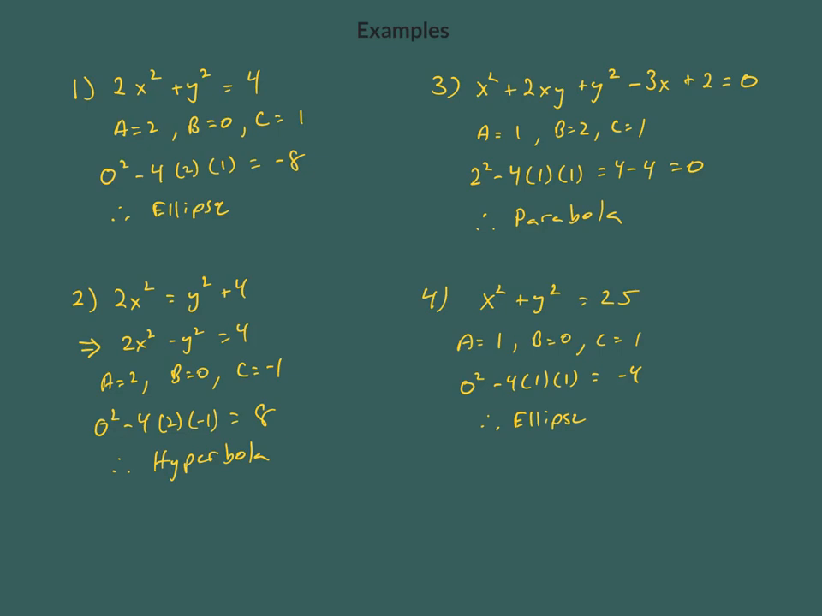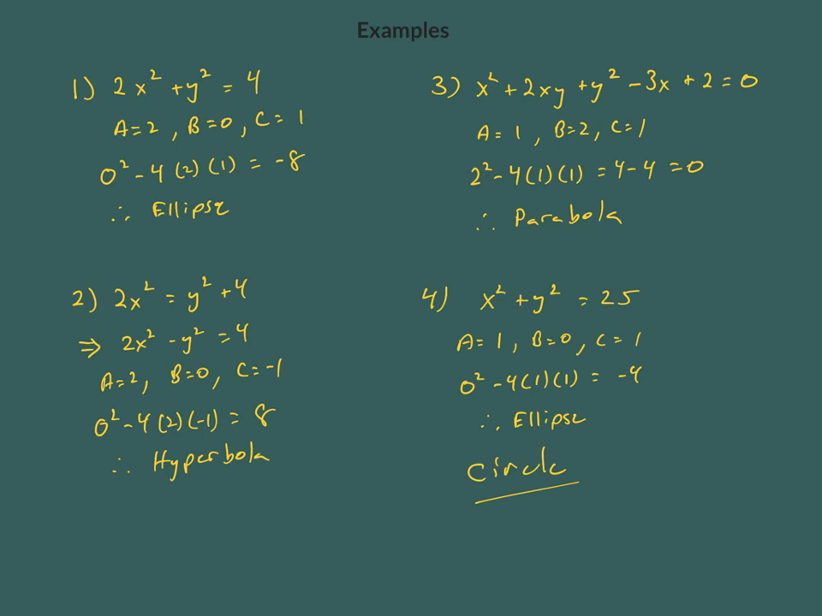The last one is an interesting one. X squared plus y squared equals 25. Right away, you should recognize that as the equation of a circle with a radius of 5. But remember what we said, that a circle is a special case of an ellipse. In this, a is 1, b is 0, c is 1. So I get 0 squared minus 4 times 1 will equal negative 4. So in this case, that classifies as an ellipse. But in reality, we do know that this is a circle.